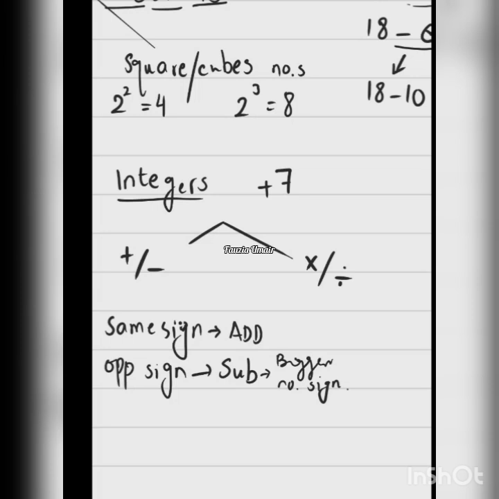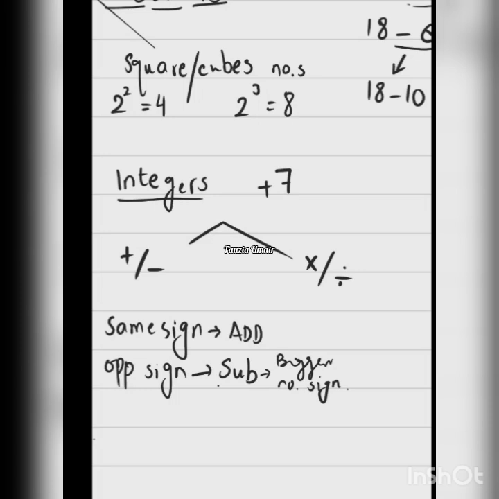There are many topics in the syllabus where integers or signs are involved in the question, and many students make mistakes in that. So when integers are added or subtracted, if the integers have the same sign, you add the numbers and the sign remains the same. If the integers have opposite signs, then you subtract the numbers and the sign of the bigger number will come. All right.